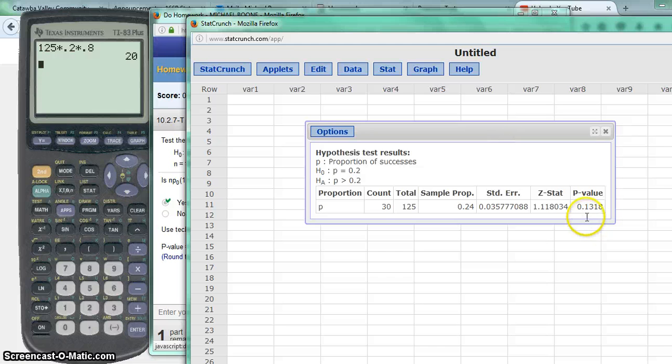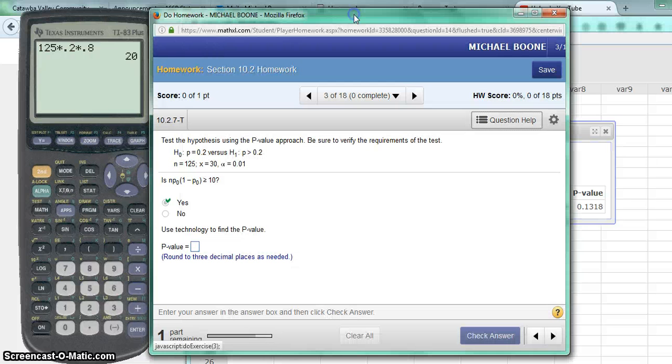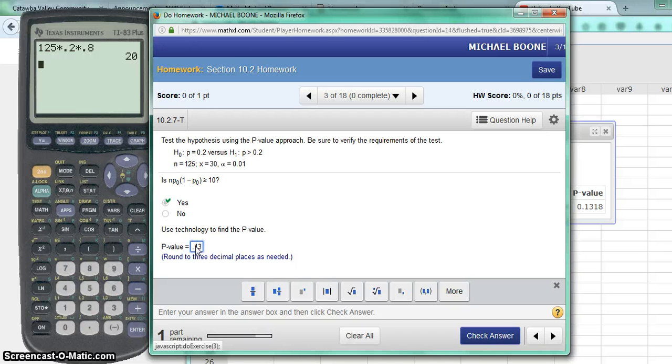So this p-value is 0.1318, which means about 13% of the time we'll have something similar to this. Now, what we compare this to is our alpha. If our p-value is lower than our alpha, that's when we will reject the null hypothesis. To 3 decimal places it will be 0.132.